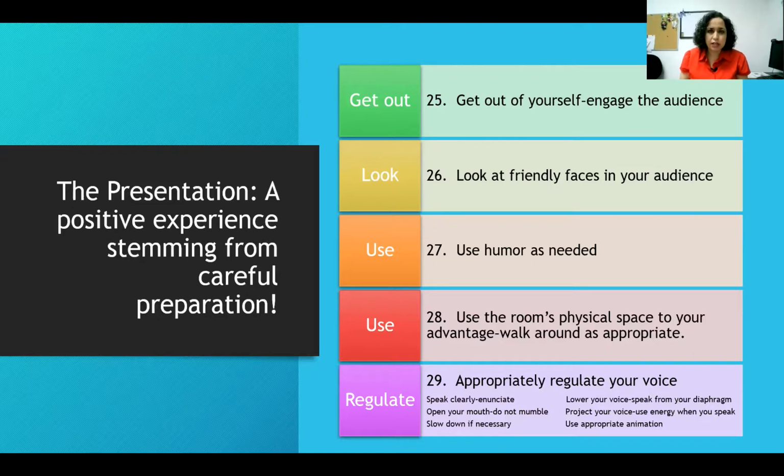Slow down if necessary. Sometimes you need to speak slow. And sometimes you just could keep going fast, and that's fine. Lower your voice, speak from your diaphragm. Project your voice. Use energy when you speak. That's about projecting. Proyectar su voz. Es que se note la energía mientras habla.